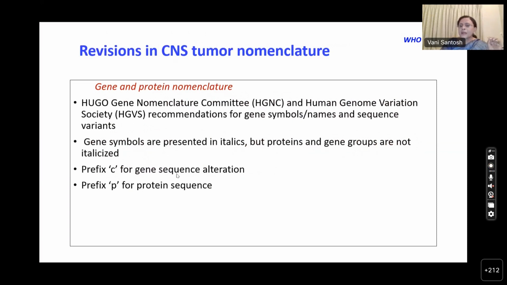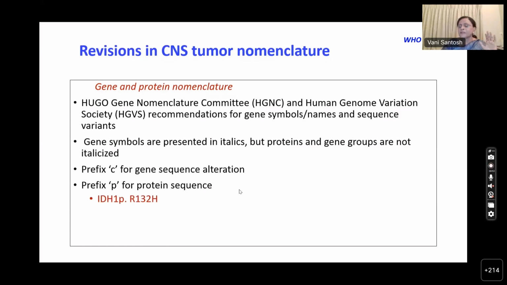And WHO CNS 5 pays a lot of importance to gene and protein nomenclature and uses the HUGO Gene Nomenclature Committee and Human Genome Variation Society recommendations for gene symbols, names, and sequence variants. You should remember this. Gene symbols are all presented in italics, but the proteins and the gene groups are not italicized. And we prefix the letter c for any gene sequence alteration and the letter p for protein sequence.